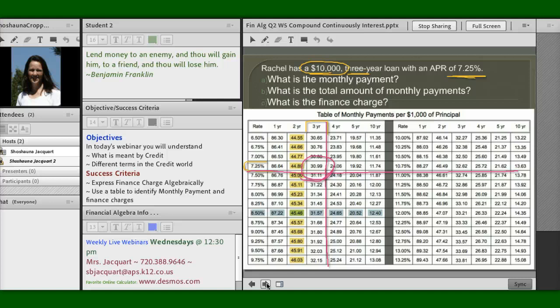Okay, so what we want to know is the monthly payment. We're going to take this number, which is per thousand of the principal, and we're going to times it by 10 because we have 10 thousands. So then my monthly payment is going to be 309.90.